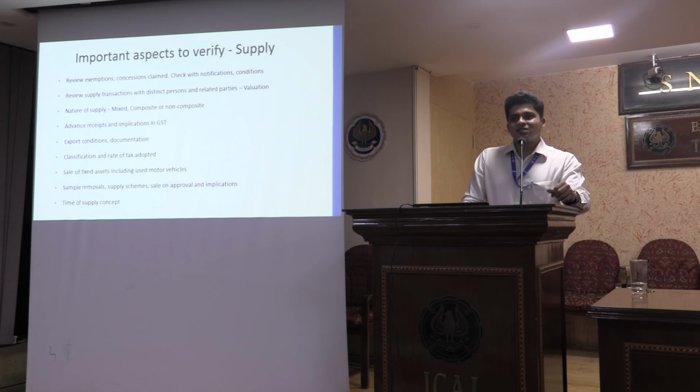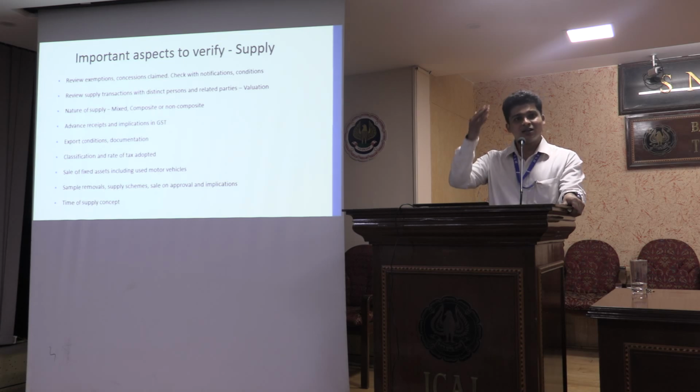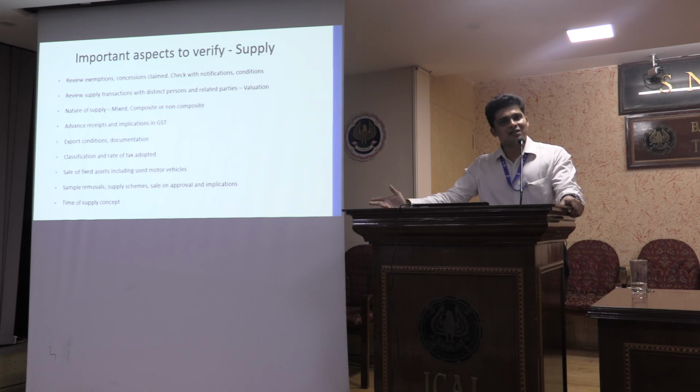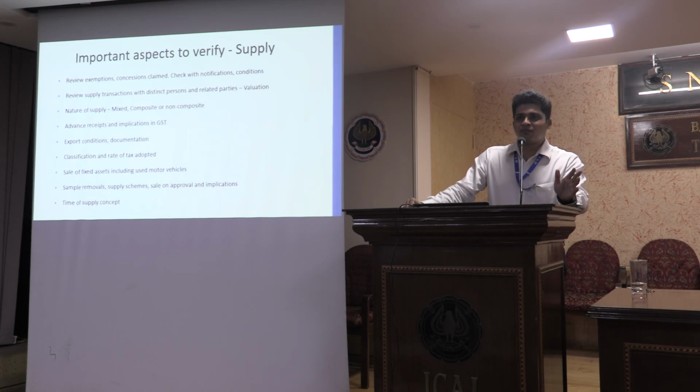Reviewing of transactions with related parties. Recently, corporate guarantee was clarified. Whether they are following the clarification with respect to those supplies, whether the benefit of the circular is being claimed. Are they unnecessarily paying taxes, accumulating credit in their branches, where the transaction value can be deemed to be nil as per the circular. Nature of supply: mixed versus composite and non-composite.